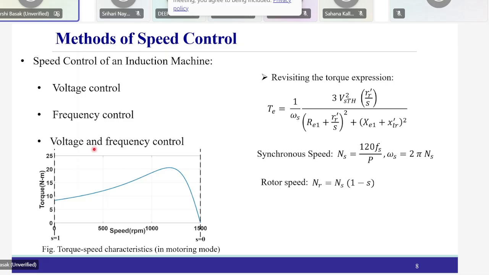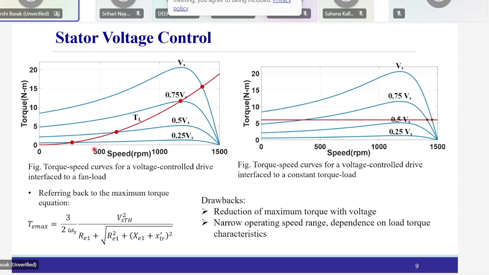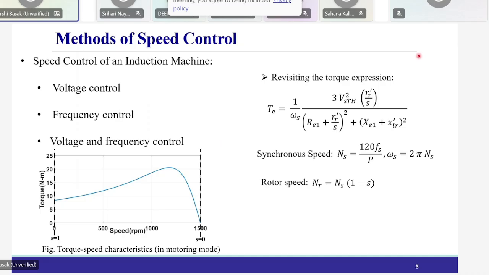So let us take one variable at a time, one by one, and then we can see the different aspects. Now, let us go ahead with the different control techniques. First of all, we will talk about the stator voltage control. If we talk about the stator voltage control, the stator voltage in the torque equation is squared, or the torque is actually proportional to the square.